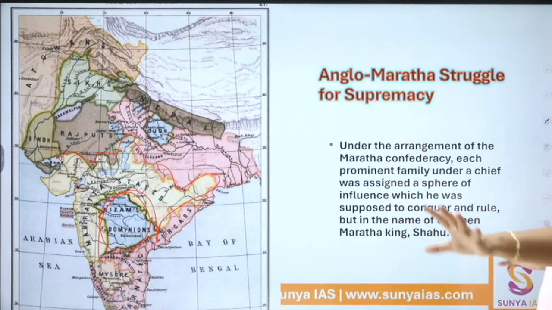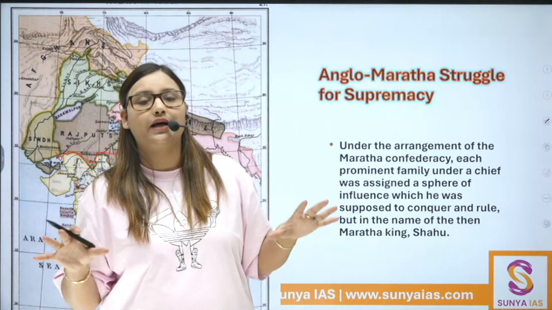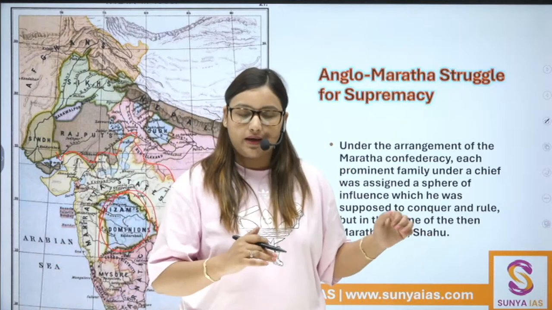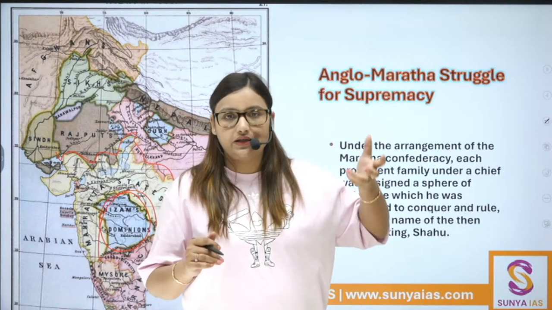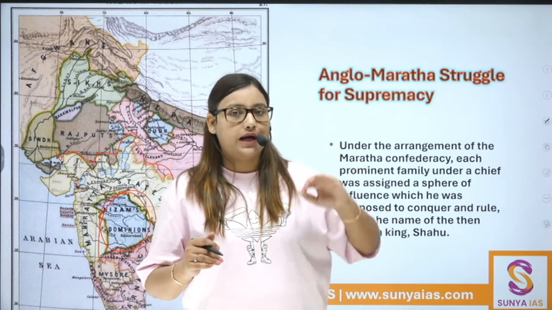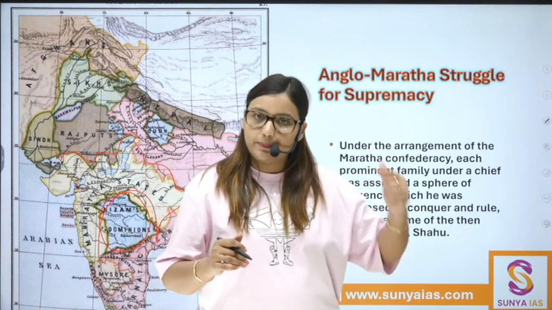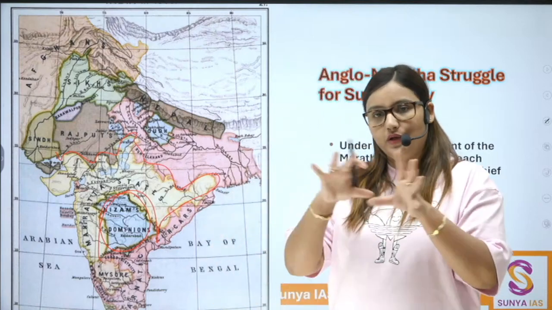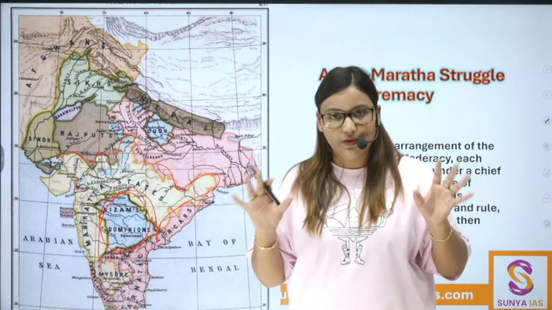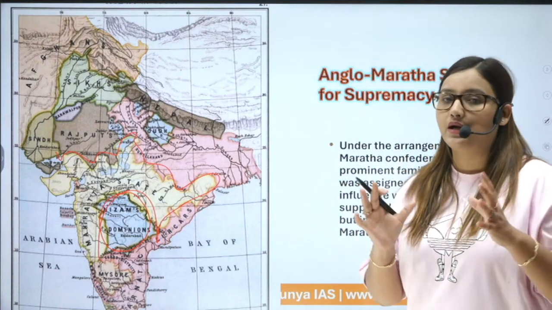Now let's come to the story, which is in bookish language. I just told you the entire thing in a flowchart manner, and that flowchart was just to make things clear and easy for you. But in the bookish language we will cover it again. We will revise it again, repeating each and every point the way it is written in your Spectrum, so that when you read the book, you don't get confused. So let's start the journey of the Anglo-Maratha struggle.